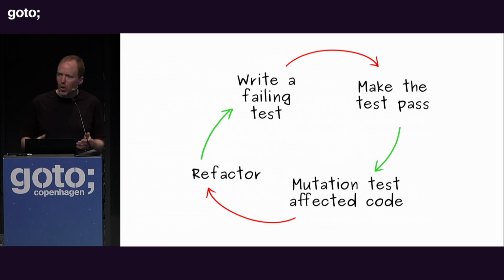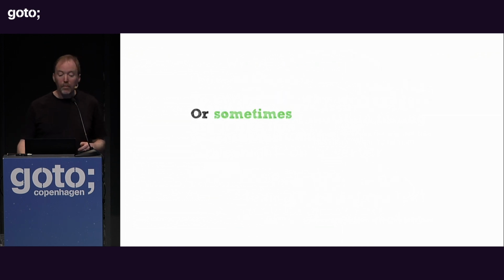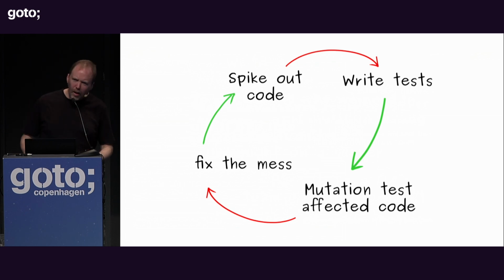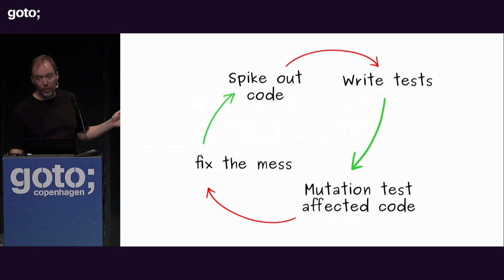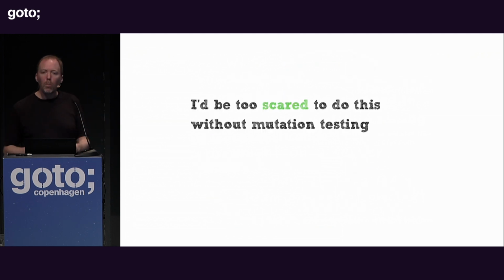So not quite an inner loop, but right in there, happening all the time. Or sometimes like this. I hack out some awful code, maybe sprinkle a few tests in, run PiTest, look at the awful mess I've made, and start to fix it. And actually, this works. I wouldn't dare do this without PiTest, in all honesty. It would end badly. But with mutation testing, I get an okay result. Probably not as good as if I'd test-driven it properly, but I get something faster, which sometimes is what I want.